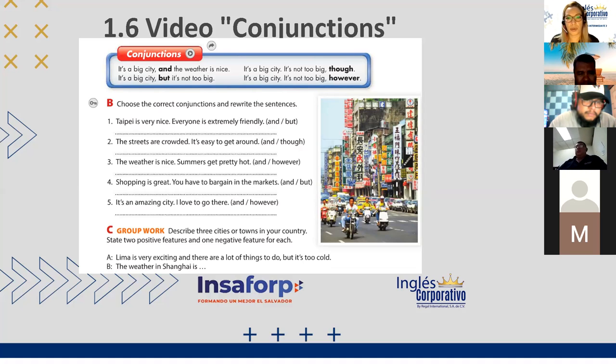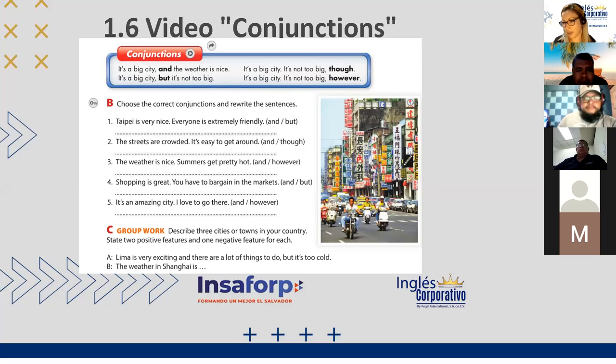All the conjunctions, remember, como están viendo en las oraciones, van a ir precedidas de una coma, como se mencionaba en el video. Okay, let's choose the correct conjunctions and rewrite the sentences. Vamos a poner la conjunction correcta. Tenemos dos opciones. Vamos a escoger una. Hagamos la primera oración. Taipei is very nice. Everyone is extremely friendly. And.